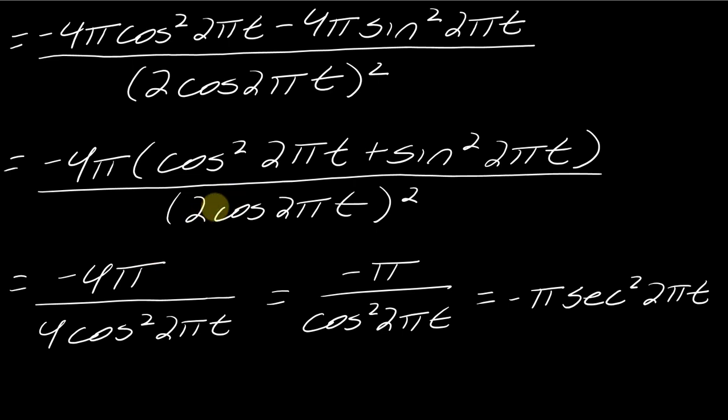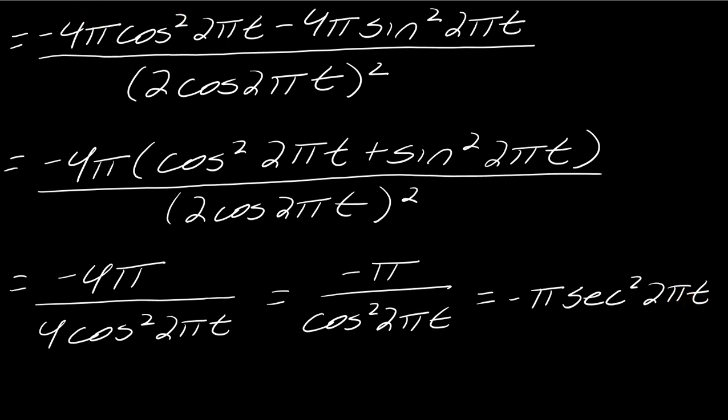So this bottom now is going to be 2 squared is 4, and then cosine squared 2 pi t. So now I can cancel out my 4's, and I'm just left with negative pi over cosine squared 2 pi t. So I could write it like this, or I could write this as negative pi secant squared 2 pi t.